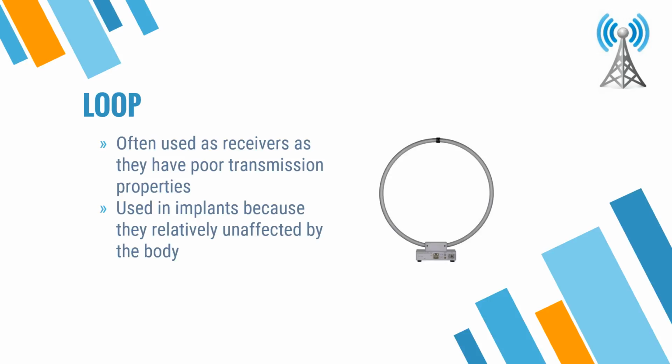Electric fields are usually distorted by the body because the body has a high permittivity constant, but loop antennas generate strong magnetic fields that can cause radiation, which the body does not distort as much as electric fields.